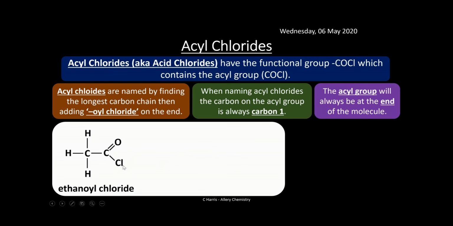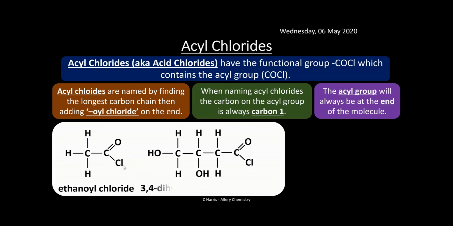So this example is ethanoyl chloride because we've got 2 carbons and obviously we've got the acyl group at the end. Here's another example. This is 3,4-dihydroxybutanoyl chloride. So we've got your two hydroxyl groups here, one at the end and one in the middle here. So this is always carbon 1. So that's 1, 2, 3, 4. So this is 3,4-dihydroxybutanoyl chloride.